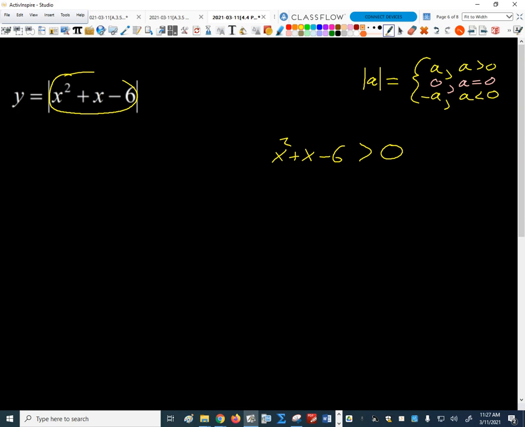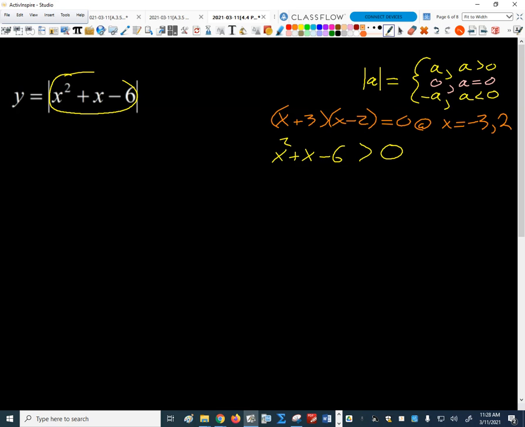Okay, so probably the easiest way to approach this is if we find the zeros and then check values surrounding the zeros, right? So let's answer the question, where does this equal 0? If we factor this, we're just getting x plus 3 times x minus 2 equals 0 at x equals negative 3 or positive 2. Everybody agree? Those are the zeros.